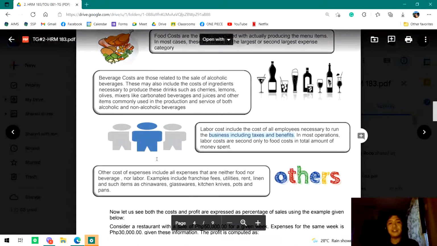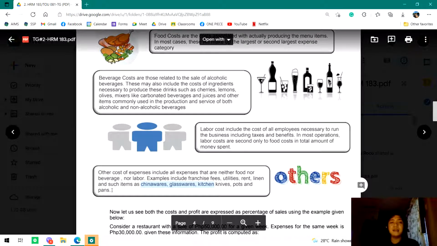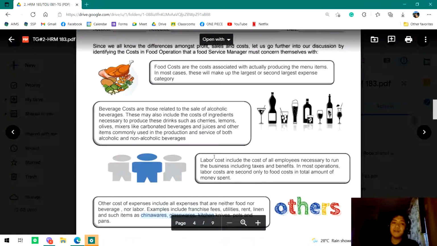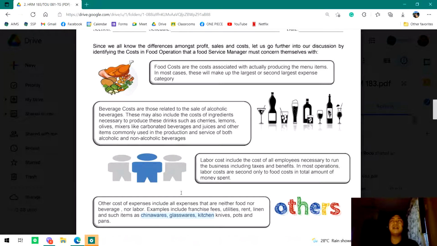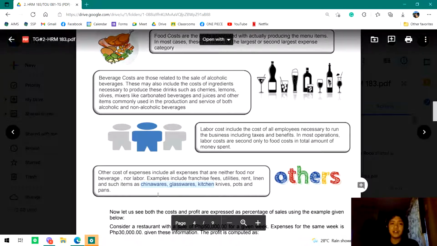And other cost naman, ito dito nakalagay yung mga utilities natin, rent, yan, franchise fees. Dito rin pala nakalagay ang ating mga gamit such as chinawares, glasswares, kitchen knives, pots, and pans. So anything that is not related to food cost, beverage cost, or labor cost, let's say for example, renovation of a particular area in your restaurant, equipments, maintenance of equipments, repairs of equipments, utilities, mga nabasag na pinggan, mga nabasag na mga baso, cost din yon, and it's part here dito sa other cost of expenses natin.